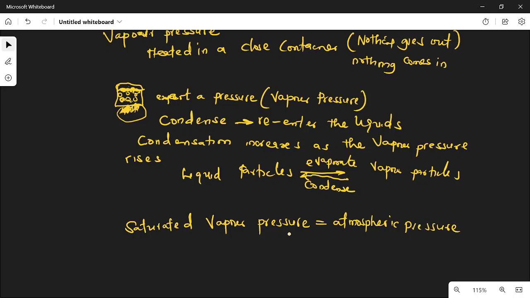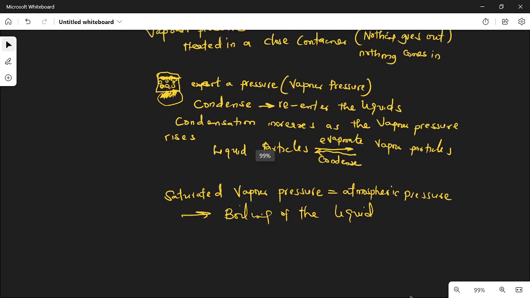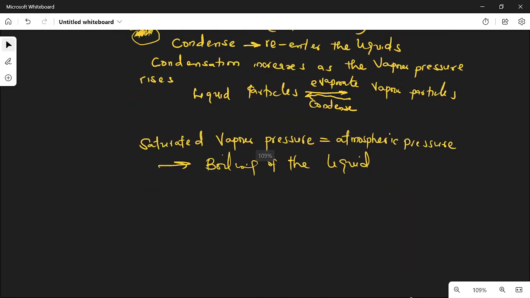Atmospheric pressure. So at the point where your saturated vapor pressure equals atmospheric pressure, what takes place is the boiling of the liquid. It attains the boiling point of the liquid. And that's the reason why the boiling of liquid at all altitudes is not the same. Yes, if you boil water at higher altitudes, it's not going to boil at 100 degrees Celsius.